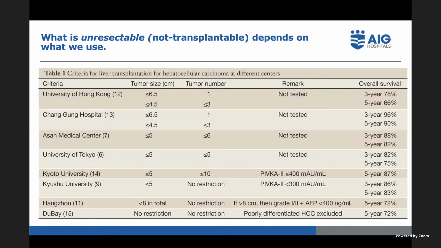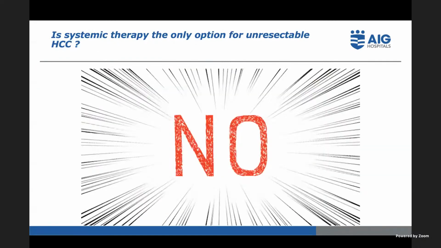These are the Eastern criteria. Out of this, the Hong Kong criteria is something which is very friendly to the surgeons. And if you see, whichever criteria you use, the 5-year survival varies between 75 to 90%. So we should be using some amount of science before deciding what is resectable and what is not.